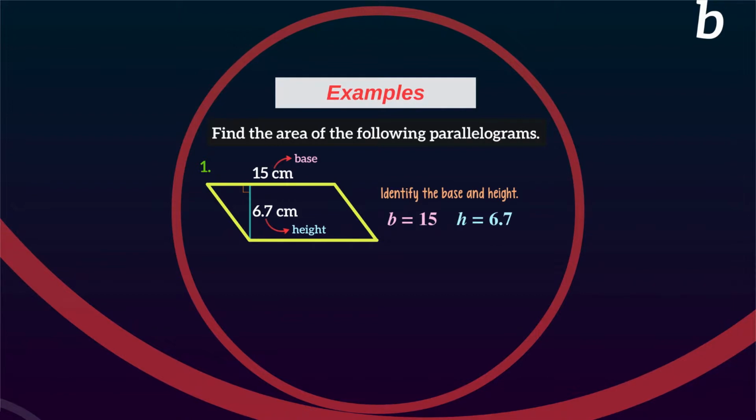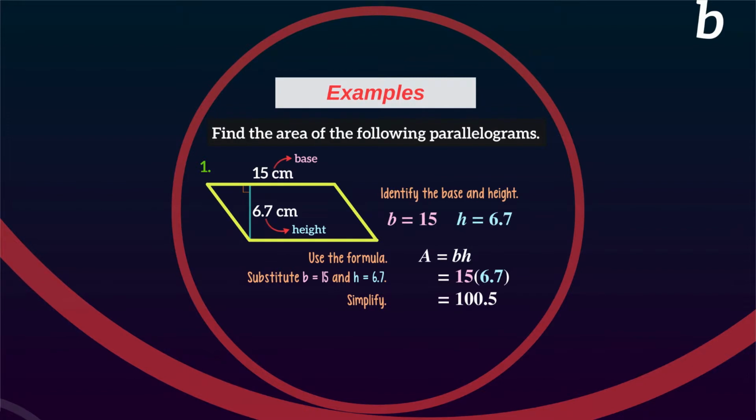Can you still remember the formula? It's A equals the product of B and H, and we have all we need. Substitute the values of B and H, which are 15 and 6.7 respectively, then multiply. Multiplying gives us 100.5. Thus, the area is 100.5 square centimeters.